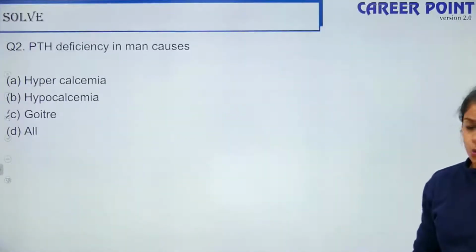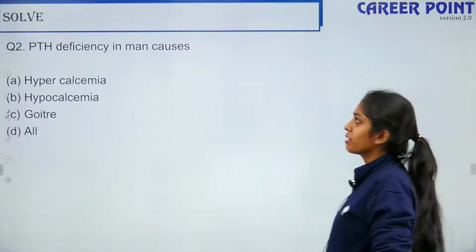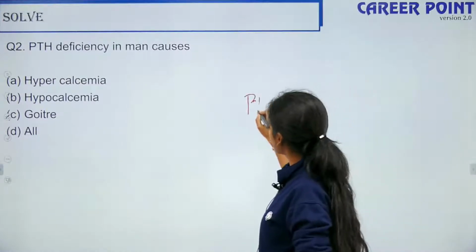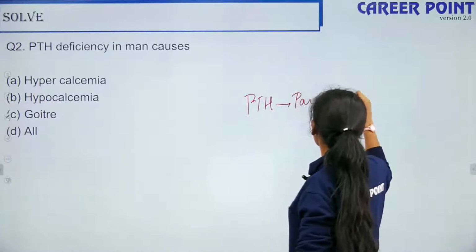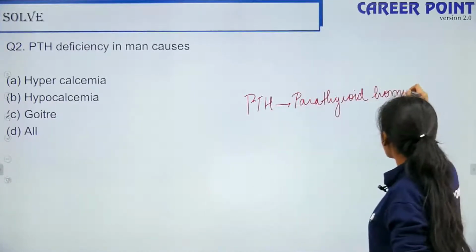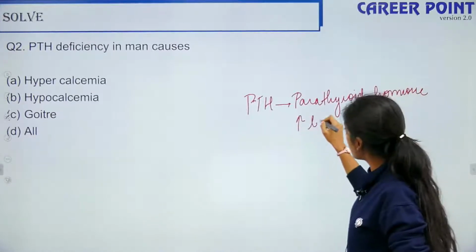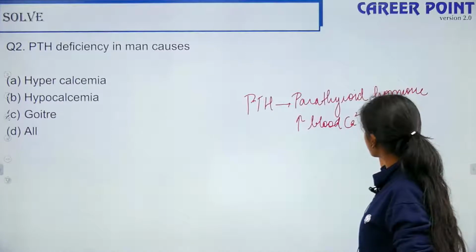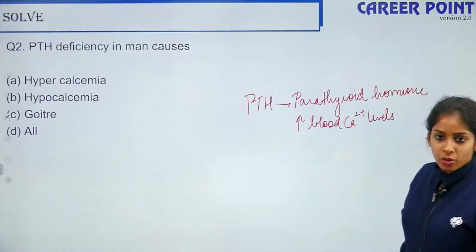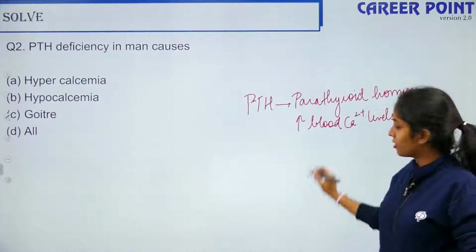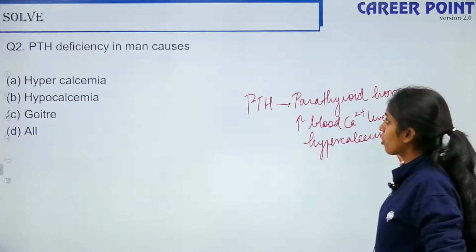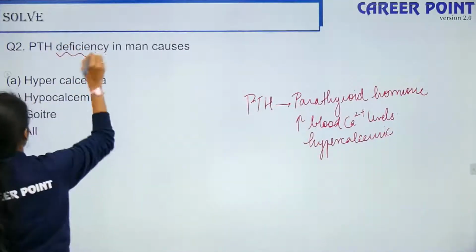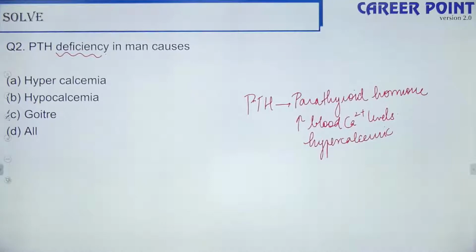So question number 2, parathyroid hormone deficiency in man causes. So PTH is your parathyroid hormone produced by your parathyroid gland. So what does your parathyroid hormone do? It increases your blood calcium levels. So if it increases your blood calcium levels, it is known as hypercalcemic hormone. So if you have a deficiency in this PTH, then what will happen?